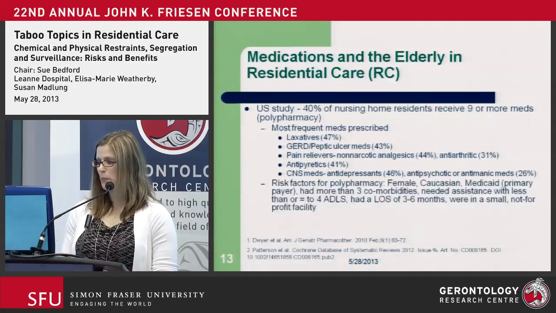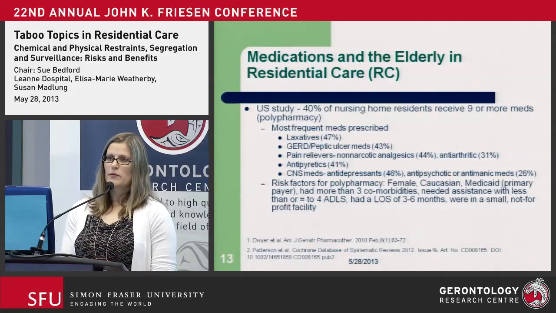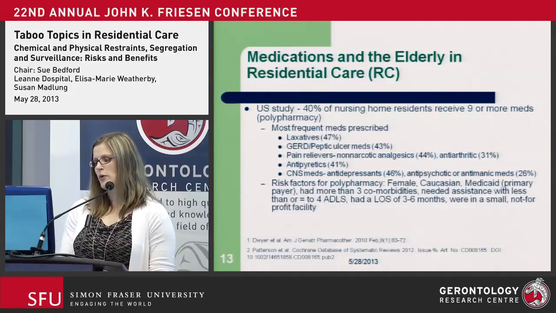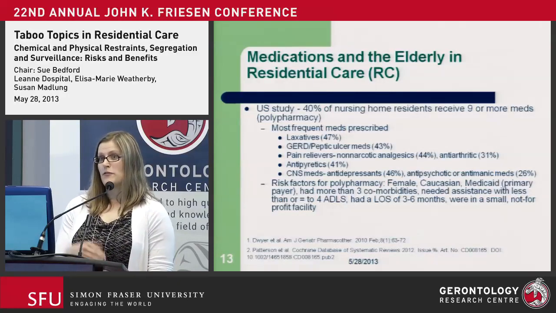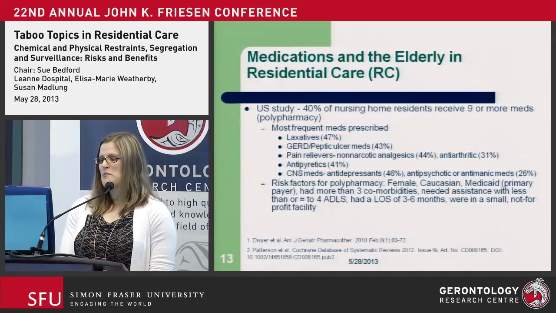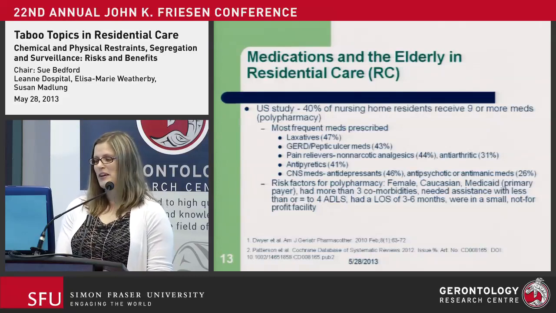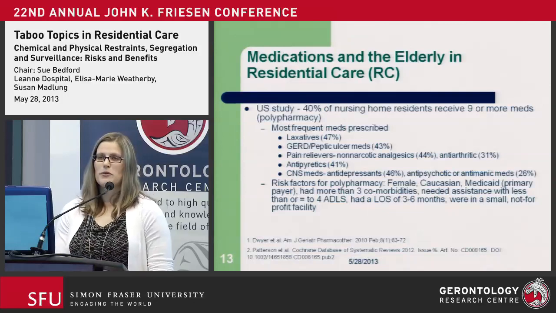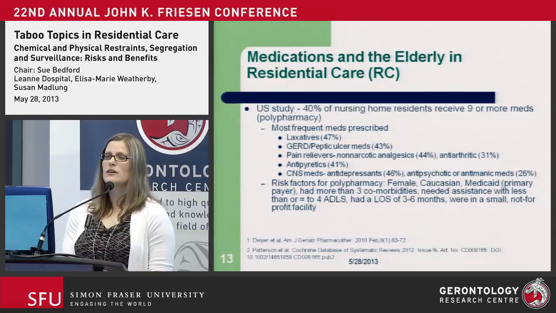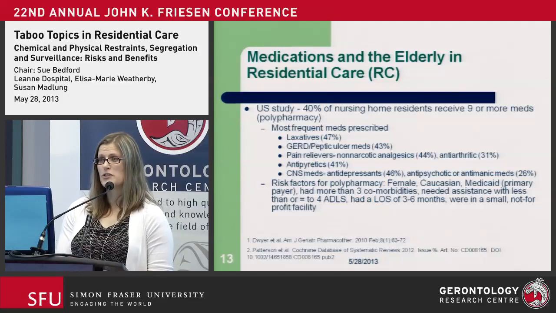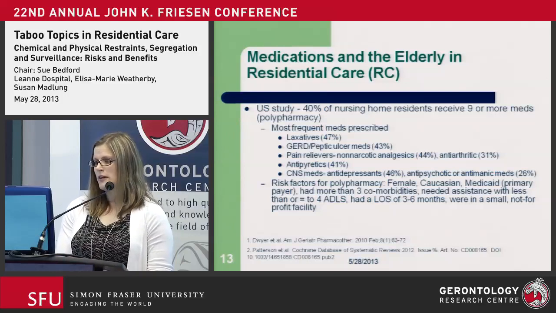So the CNS meds, which we'll be talking about today, compose a large portion of what these patients were on. Risk factors for the huge number of meds these patients were on, they found, were if you were female, Caucasian, Medicaid was your primary payer. You had more comorbidities. You needed assistance with a certain number of ADLs. If you were in a facility for 3 to 6 months, you were at the highest risk for polypharmacy. And actually, if you were in a small, not-for-profit facility.